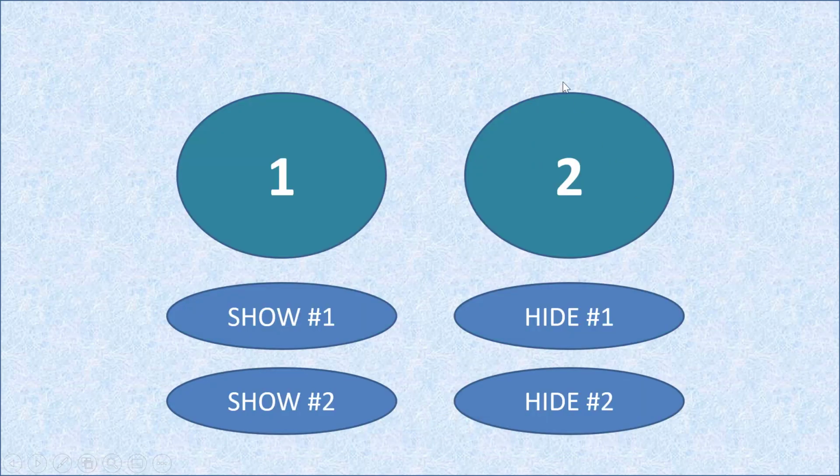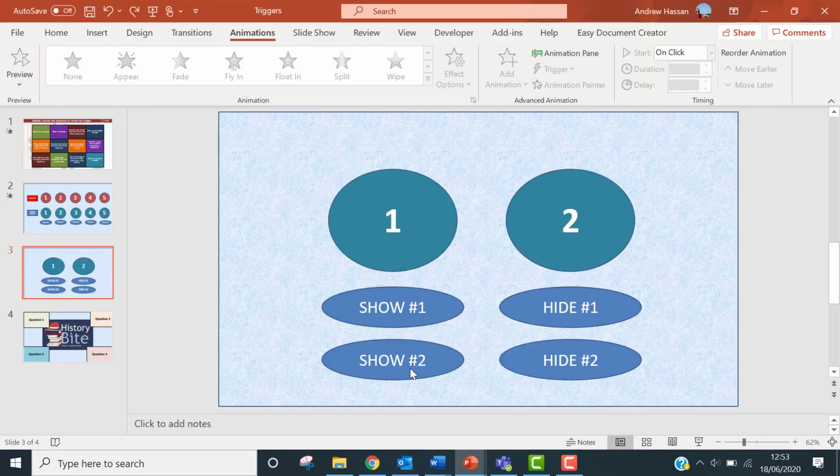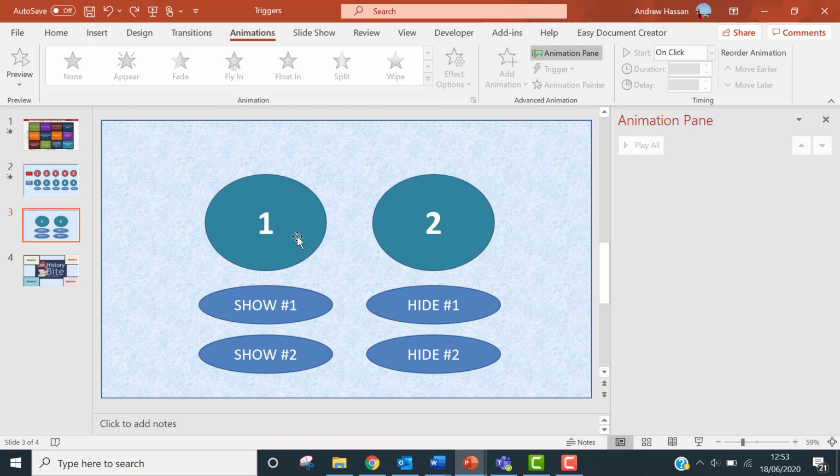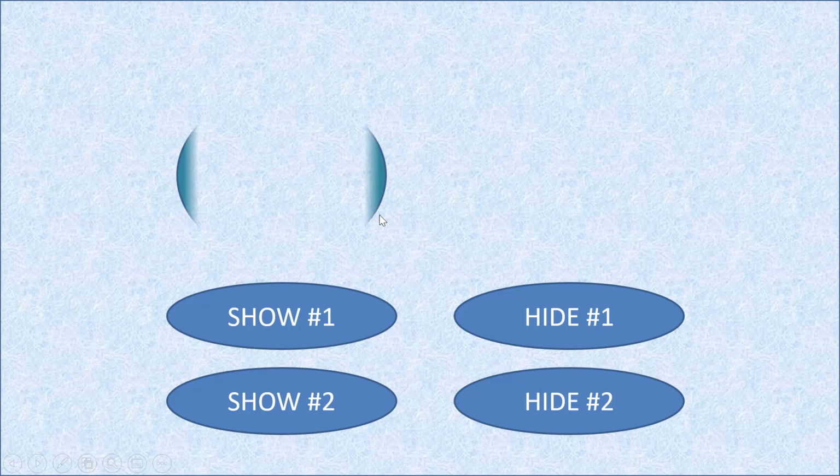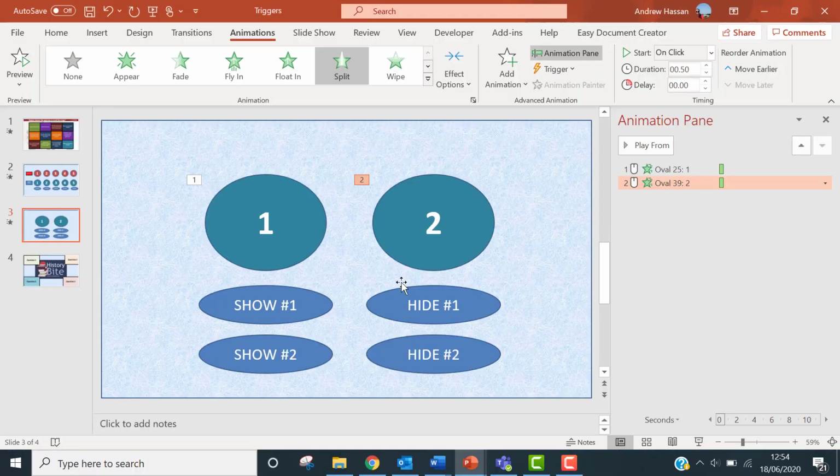So I'm going to show you how to do that using this page. If I escape out of there, let's bring up the animation pane from animations, animation pane. And what I'm going to do is add animation. I'm going to add that one. I want that to split on and I want that one to split on. Now, the way things currently feature, they will happen in that order. Each time I click, a different one will come up. But I don't want that.